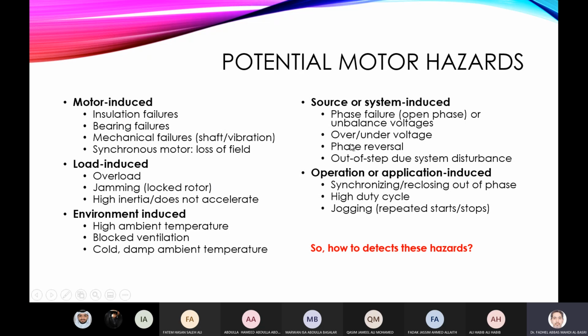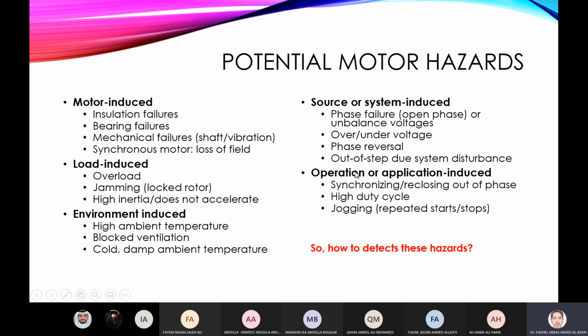We could have an undervoltage or overvoltage from the supply. Okay, we have phase reversal. Maybe two phases are reversed, so the motor will move in the other direction. So we have to check that the motor is in the right direction. So we have to check the phase sequence of the motor.